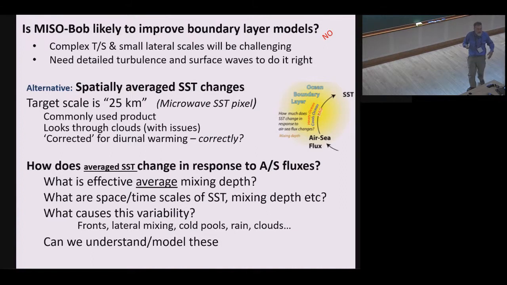It's useful to document how things are working, but I don't think this is the place to do a mixed layer study. The other reason is, if you look at what's state of the art in doing mixed layer studies, it involves making detailed turbulence measurements and detailed surface wave measurements, and we're not doing that, nor are we the right people to do that in this group.